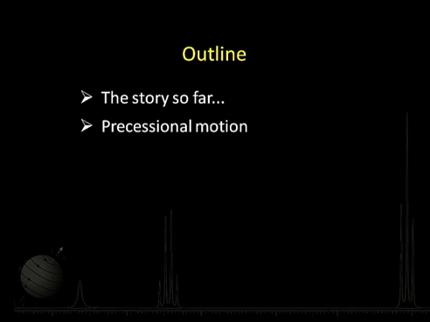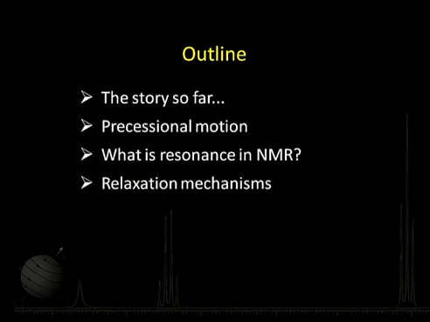Thereafter, we will learn about what is called precessional motion, a consequence of putting the nuclei with I equal to half into a magnetic field. Having done that, we will then come to understanding what is the meaning of resonance in the context of NMR. Thereafter, we will learn about the relaxation mechanisms, the ones which are used to maintain the population difference between the two energy levels, and then towards the end we will try to sum up what we do today. Okay. Let's recall our story so far.